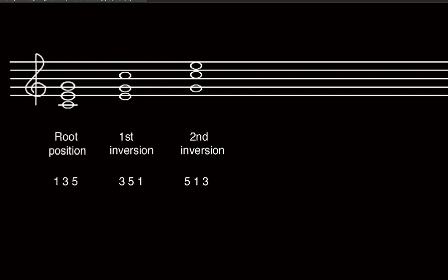I'll play for you what each one of these sound like. So here's a root position C major triad. Next we have it in first inversion. And here it is in second inversion.